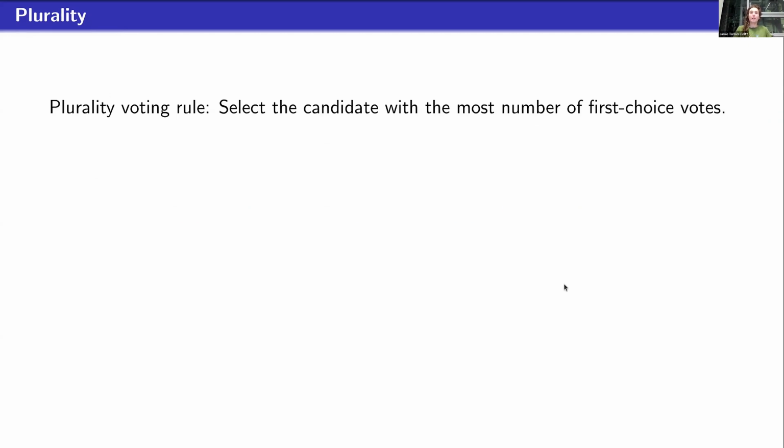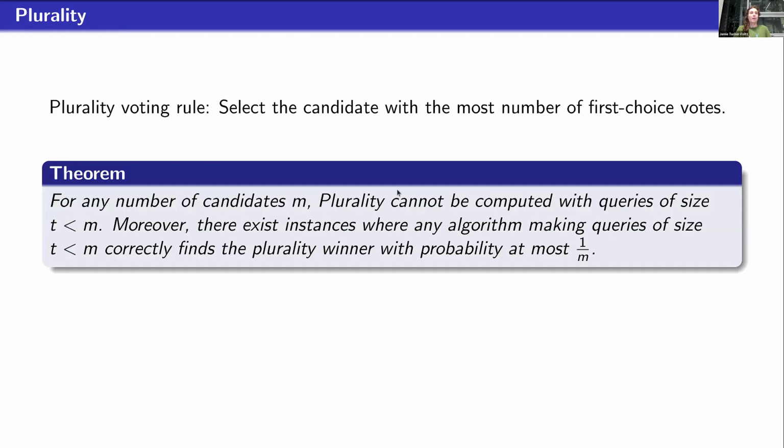Social choice theorists hate this rule because it's very poorly behaved in terms of the axiomatic properties it has, but it is in wide use. And we're going to give you another reason to hate this rule. It's not computable with queries of any size T less than M. So for any number of candidates M, plurality cannot be computed with queries of size T strictly less than M.